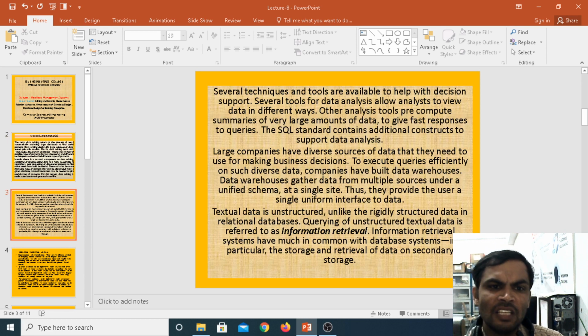There are several techniques; maybe you will learn them in more detail in another subject on data mining, maybe in the 6th or 8th semester, covering the techniques and scenarios. Here we just have an introduction to mining and warehousing. Several techniques and tools are available to help decision support. Several data analysis tools allow the analyst to view the data in different ways.